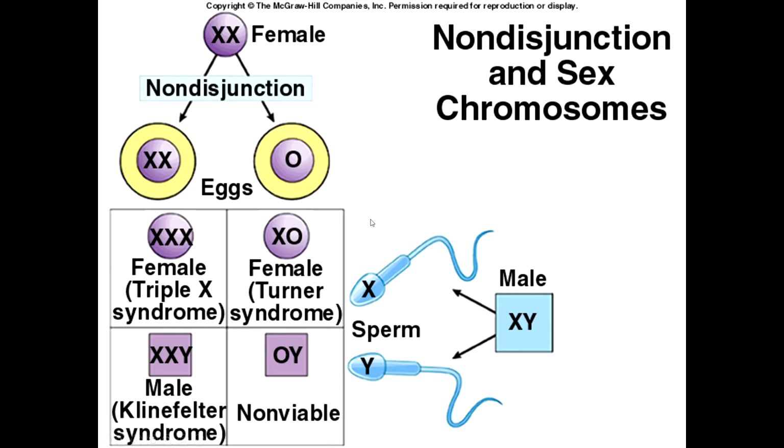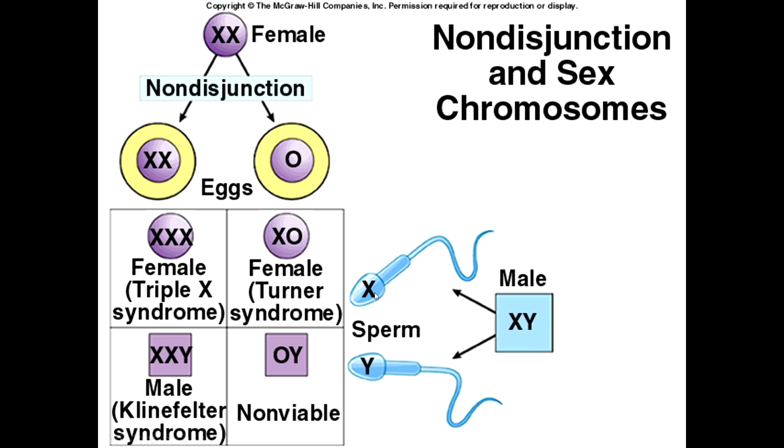So non-disjunction also occurs in other chromosome pairs, as it does often in the sex chromosomes. And again, it can be the failure of these chromosomes to separate during meiosis, non-disjunction. This is showing what happens if non-disjunction occurs in the eggs, where the X's fail to separate. So one egg has double X's and the other has no X.